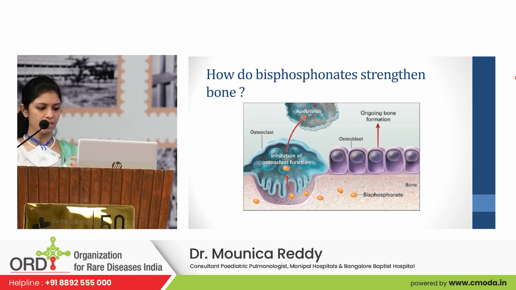So how do bisphosphonates strengthen the bone? As you can see from the picture, this is an osteoclast, which is a bone eating cell in simpler terms. This is an osteoblast, which is a bone forming cell. There needs to be a good balance between the bone forming and the bone eating cells, right? What bisphosphonates do is inhibit the function of the bone eating cells, thereby the osteoclasts undergo apoptosis. Apoptosis is basically cell death, and that prevents the constant eating up of the bone. That is how bisphosphonates strengthen the bone.